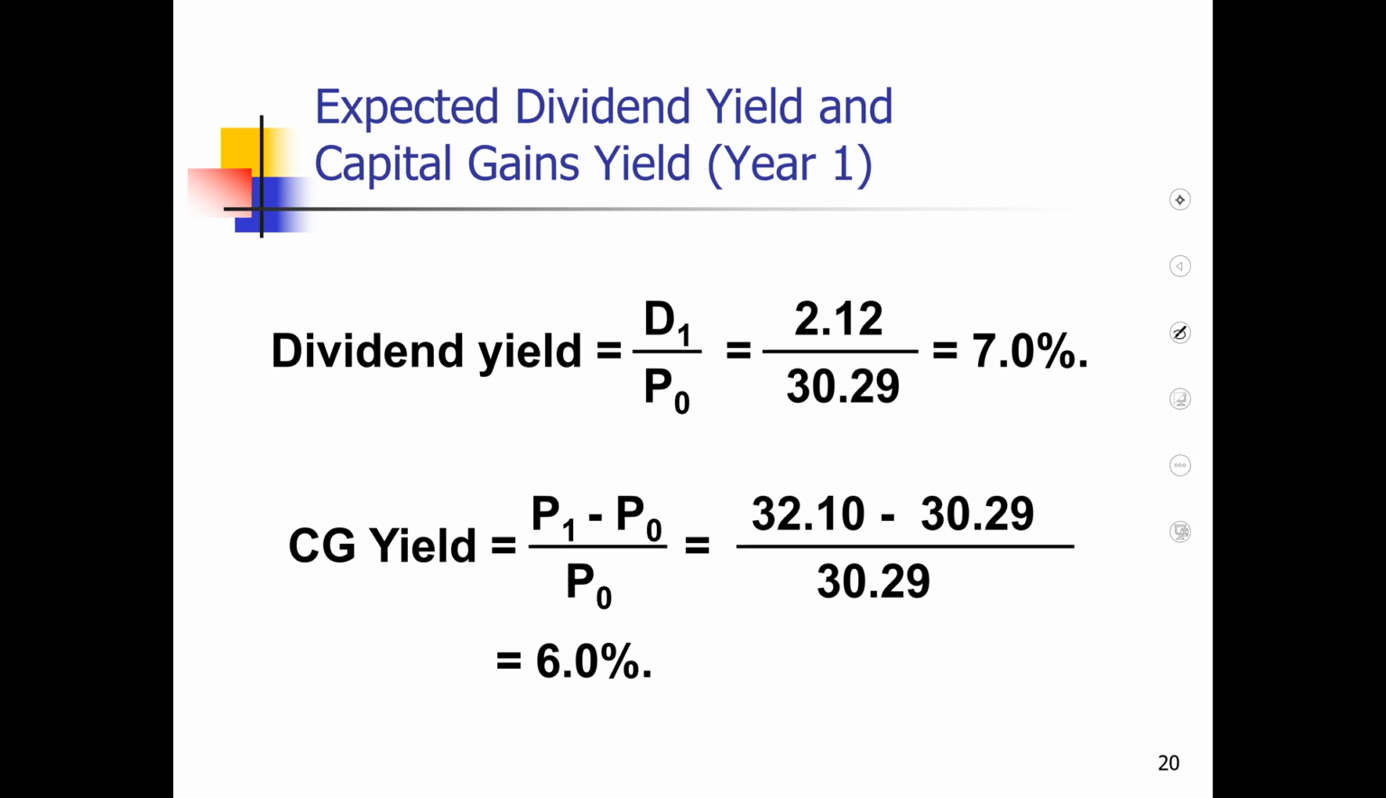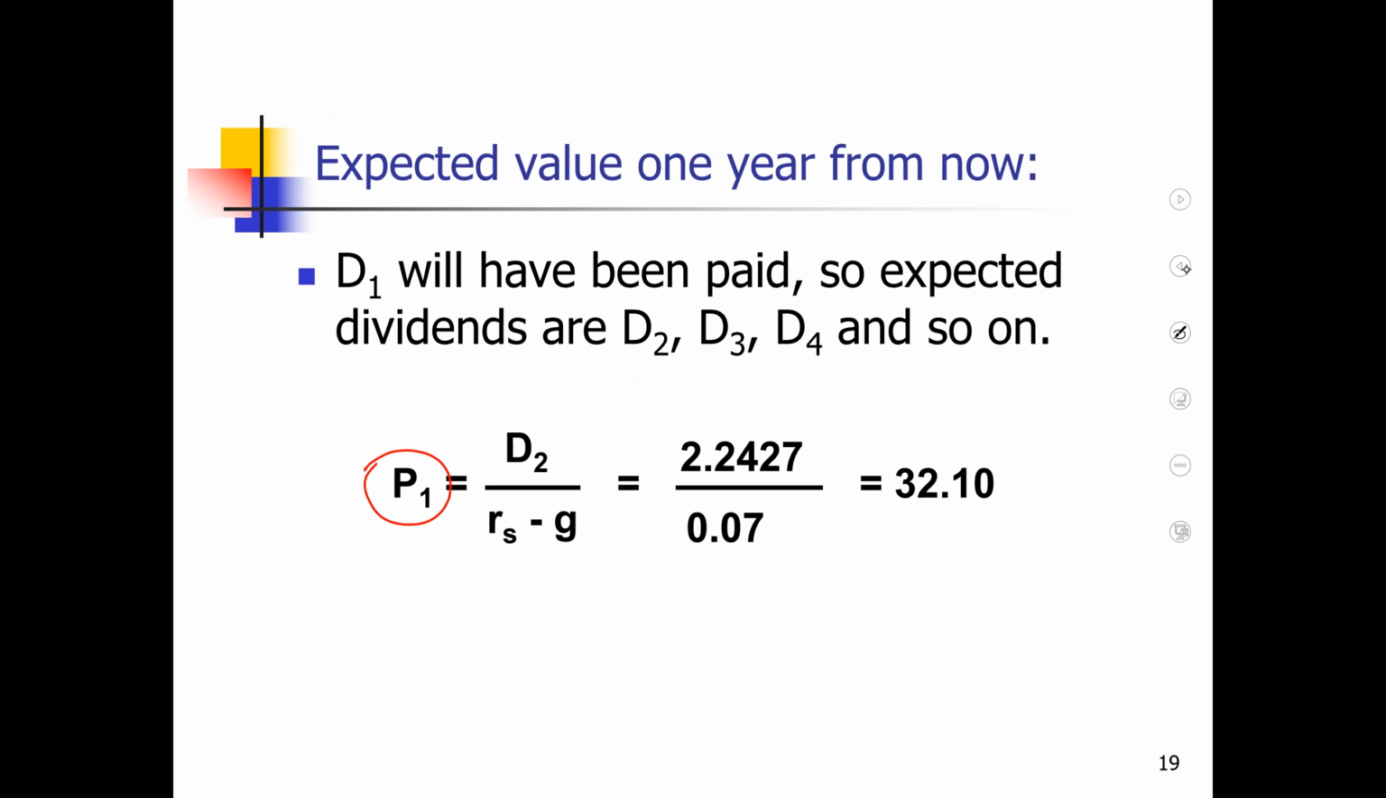Then in this particular example, after 1 year, we are going to receive a dividend. Let's say we invested P0, that is the market value which we identified earlier. Then by investing 30.29, we are going to receive a dividend of 2.12, which we calculated earlier.